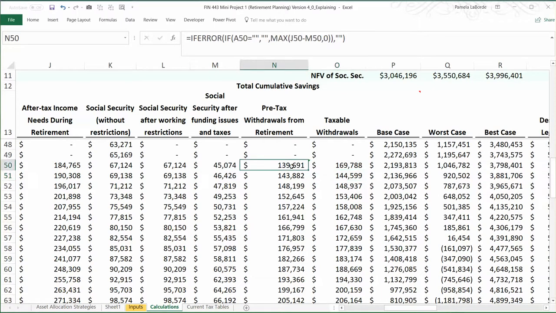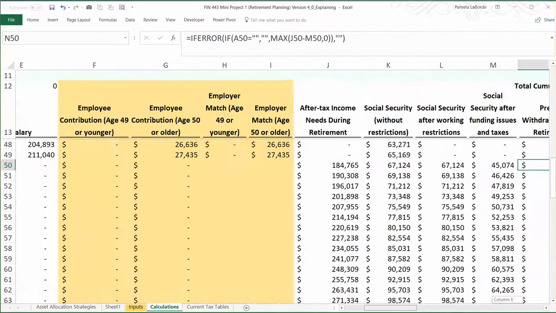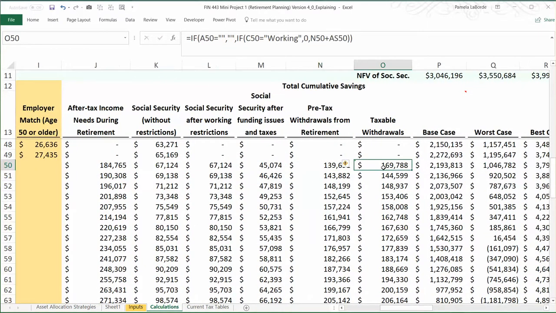So if they need 140,000 to live on after considering their living needs and their Social Security receipts, and they're going to owe in taxes about 30,000 from AS50, then they actually need to withdraw about 170,000, because of that 170,000 they're taking out, they're going to have to pay 30,000 in taxes. So that's going to leave them about 140,000 to live on. That's why I added taxes to that.